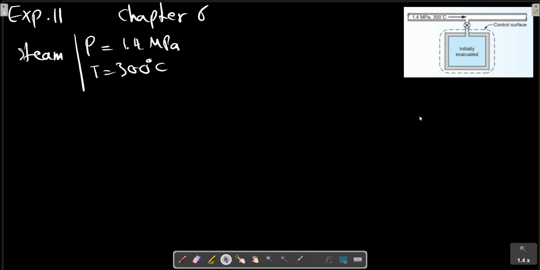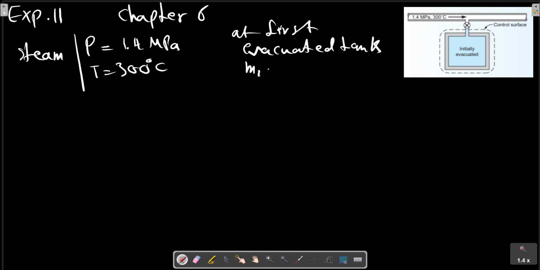Connected to this pipe through a valve is an evacuated tank. So the tank at first, think that m1 equals 0. The valve is opened and the tank fills with steam until the pressure is P.